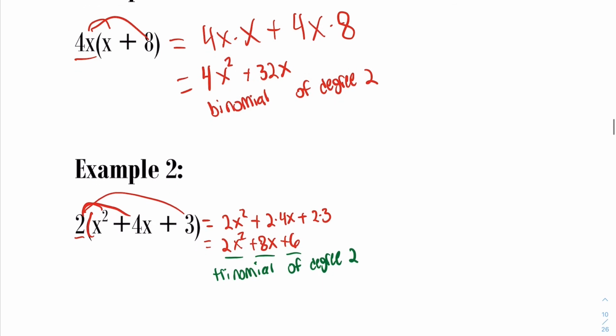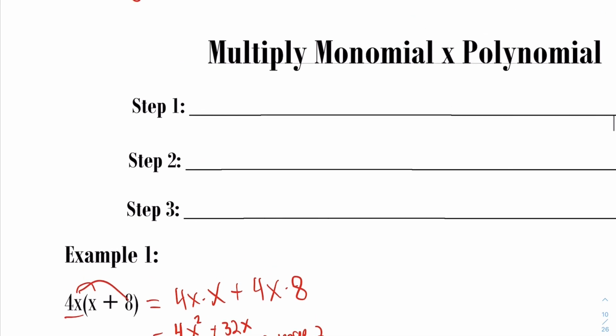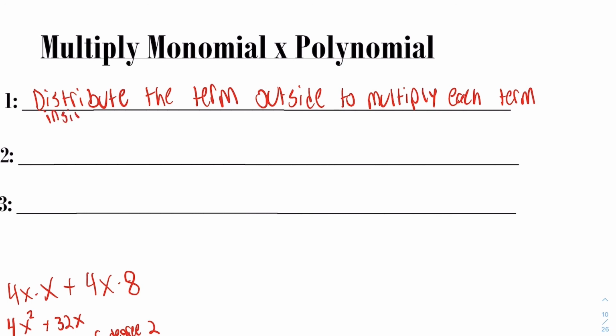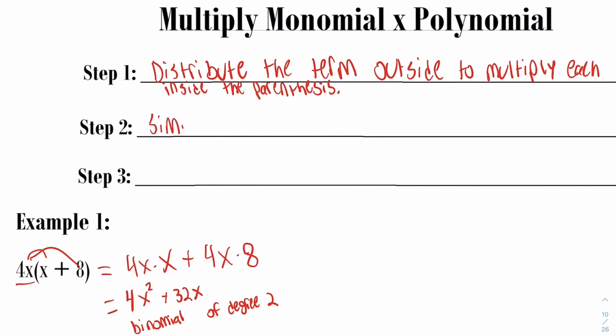The most important part is to know that you're going to have to distribute. So let's go and talk about those steps. Step 1 was distribute. After you distribute, then you multiplied. Final step is to combine like terms.